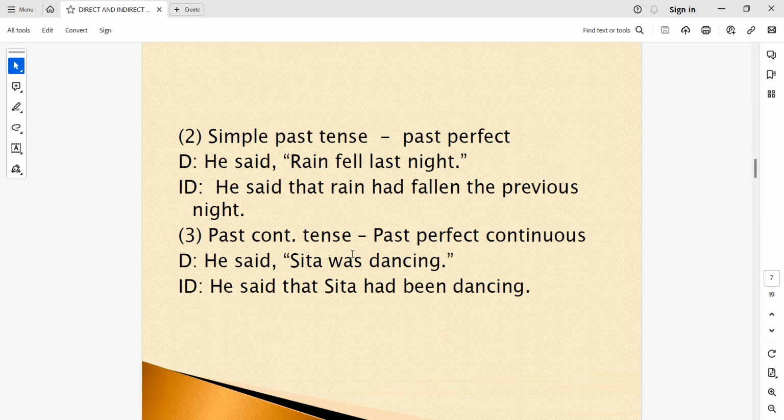The next one: the past continuous tense in the reported speech must be changed to the past perfect continuous. I have given one example. He said, "Sita was dancing." He said that Sita had been dancing.